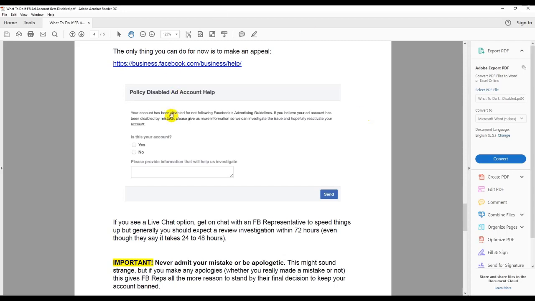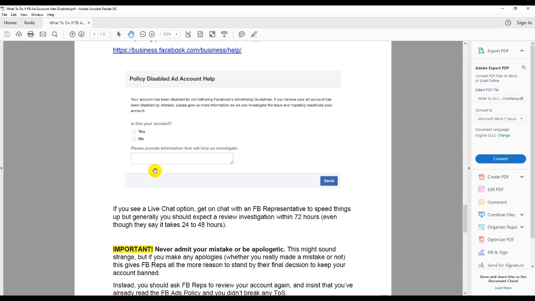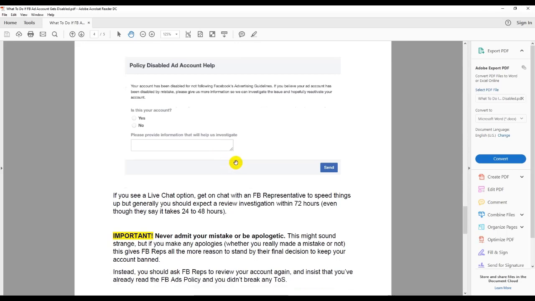Is this an account? You're going to put yes and provide information. Now, you don't really have a lot to write here, to be very frank. The character count is quite limited, but here's the thing: you never want to admit your mistake or be apologetic. I know this might sound strange, counterintuitive and even douchey, but I find that a lot of people tend to just say sorry even when they really didn't make a mistake. But what's happening here is that you're putting into writing something for the internal team to use as a reason against you. You've admitted your guilt in writing, and they're going to stand by their final decision to keep your account restricted or disabled.